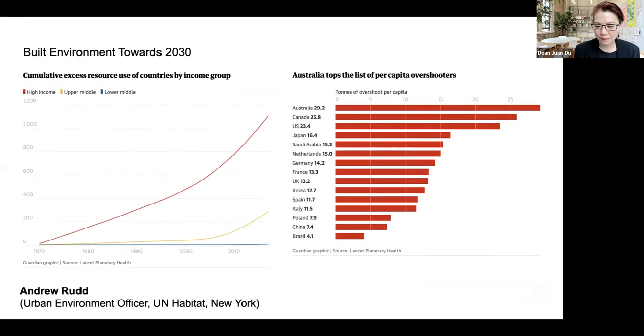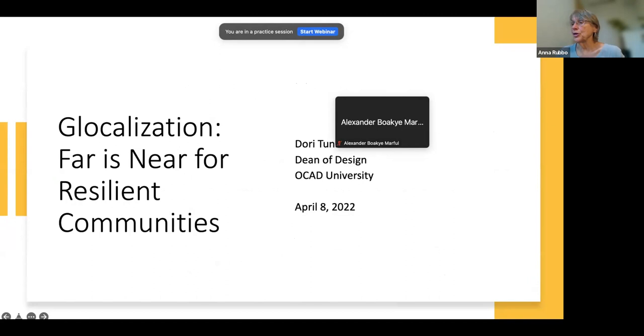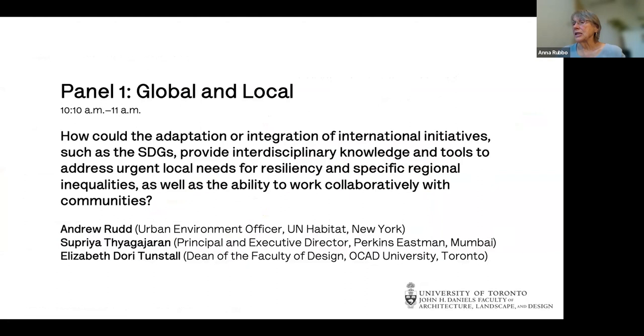Now let's get started with panel 1, global and local. I'm delighted to introduce you to our three speakers, Andrew Rudd from UN Habitat in New York, Supriya Chayagatin from Perkins Eastman in Mumbai, and Dori Tunstall, an activist academic here in Toronto.